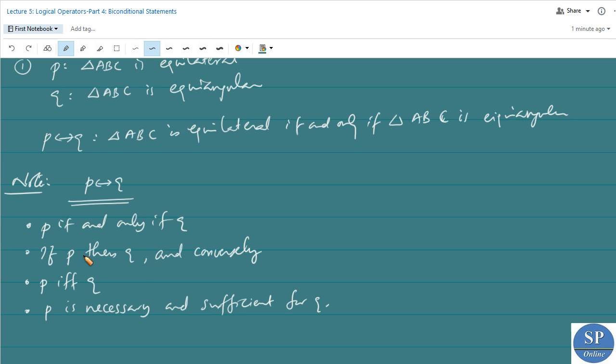That means if P then Q and if Q then P. That is what this is. And P if and only if Q, P is necessary and sufficient for Q. All these have the same meaning.